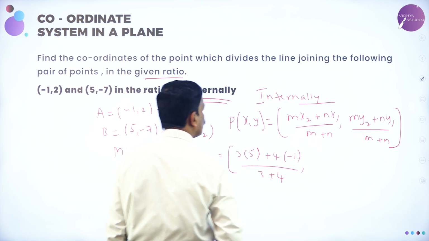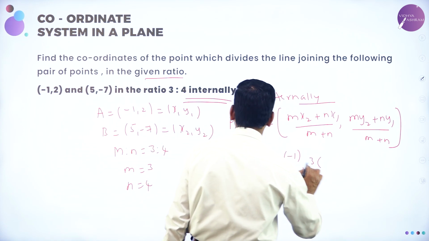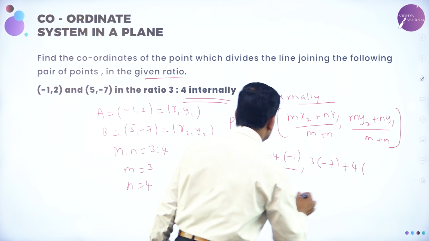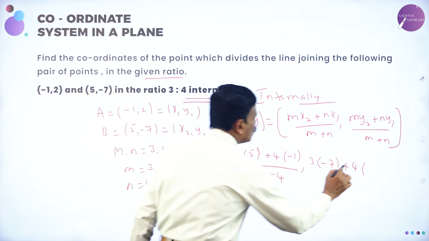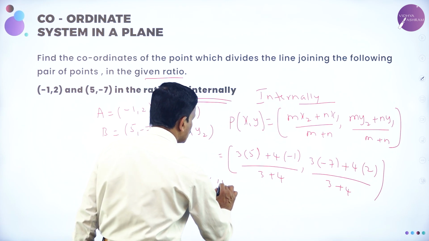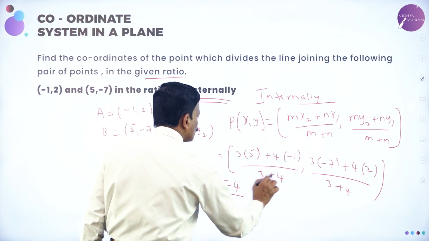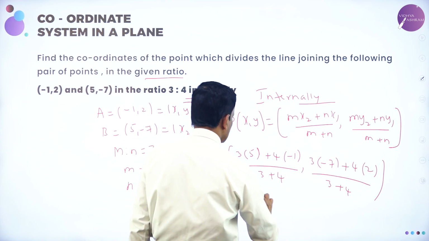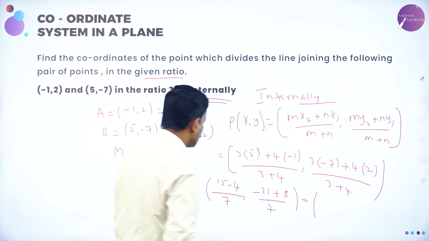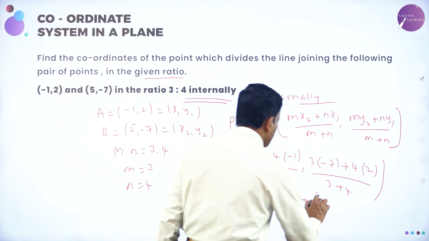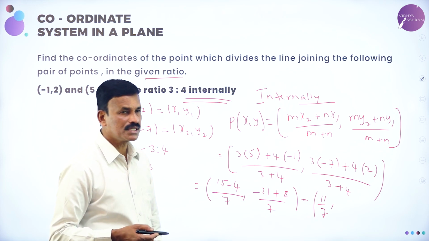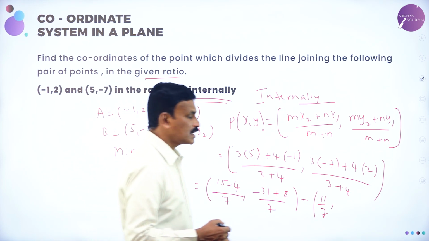3 plus 4. m is equal to 3 into y2, y2 is equal to minus 7, plus n is 4 into y1, what is y1? y1 is equal to 2, divided by 3 plus 4. This is equal to 5 3s are 15 minus 4, divided by 3 plus 4 is 7. Again 7 3s are 21 plus 4 2s are 8, divided by 7. What is this equal to? 15 minus 4 is 11 divided by 7, and minus 21 plus 8, that is equal to minus 13 by 7.